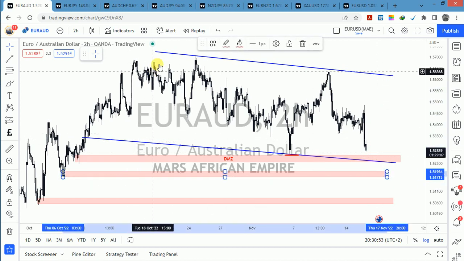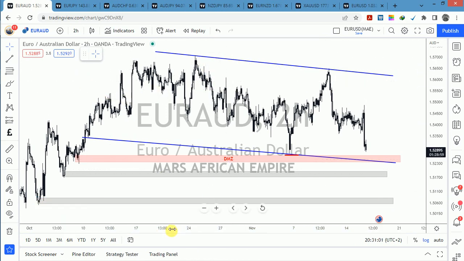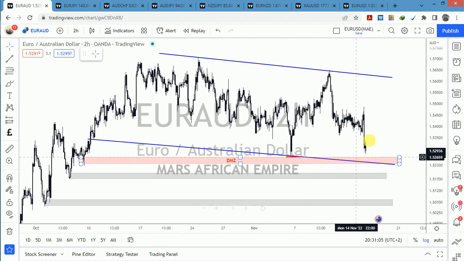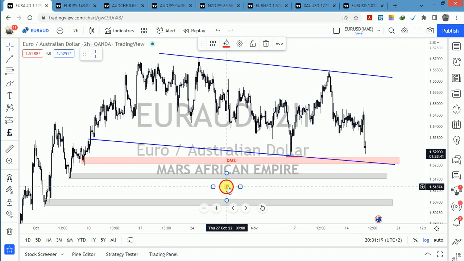Okay, and then for now, let me use these ones as gray. Please be gray. So for now, let us not use these ones. We only use them if we break this trend line. If we break this trend line, or if we break this zone here, then that's when we can think of using these zones. Of course, there is so much liquidity here.